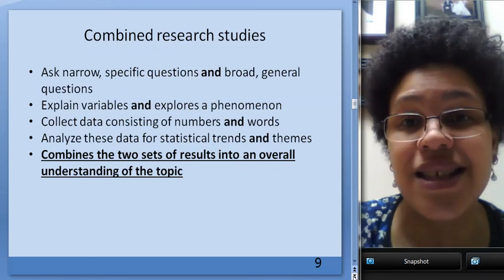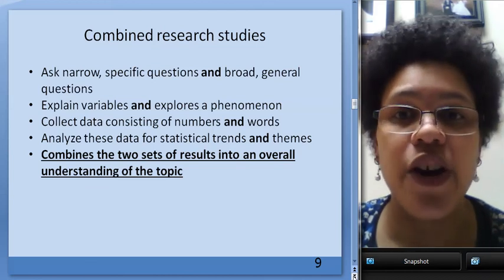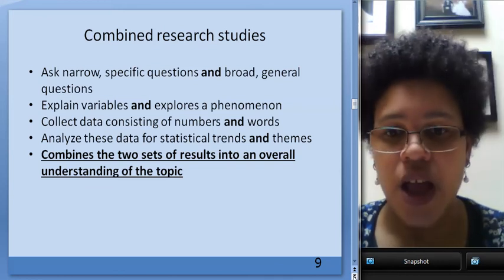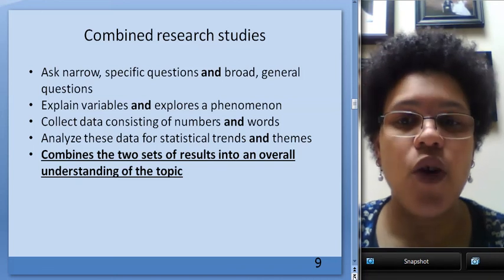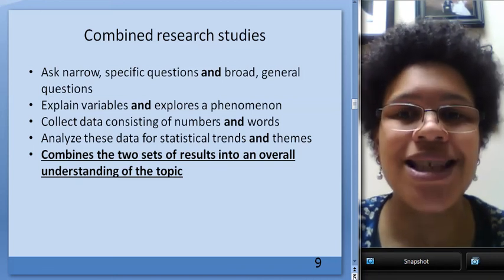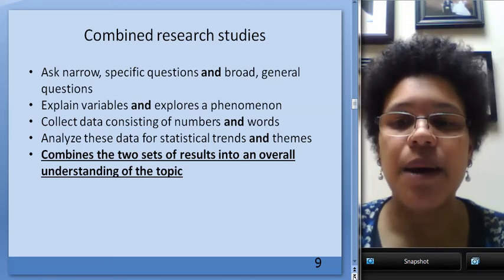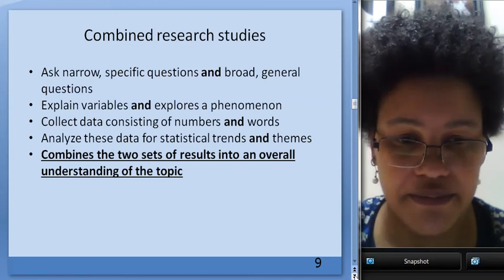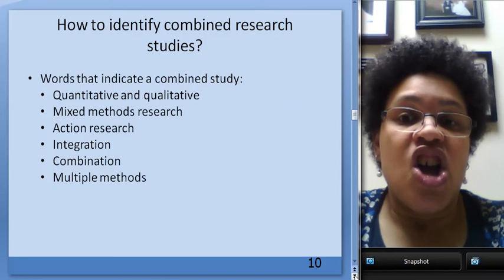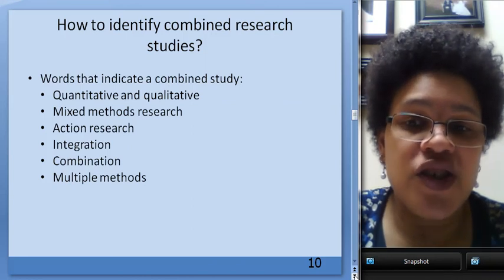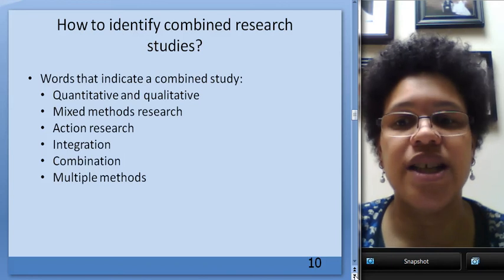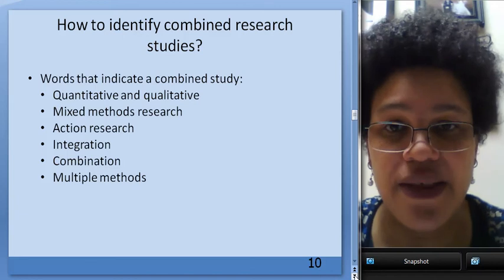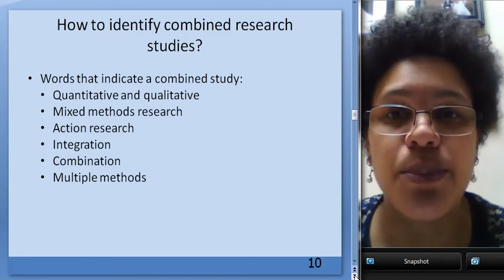So I might do the statistical analysis of the numeric data that I collected on the survey, and then I'm going to look for themes in the interviews. And the goal for combined research studies, usually called mixed methods studies, is to combine the two sets of results into an overall understanding of the topic. To identify combined research studies, they may say we did a quantitative and qualitative study, but most likely they'll say we did mixed methods research, or we used a mixed methods approach.